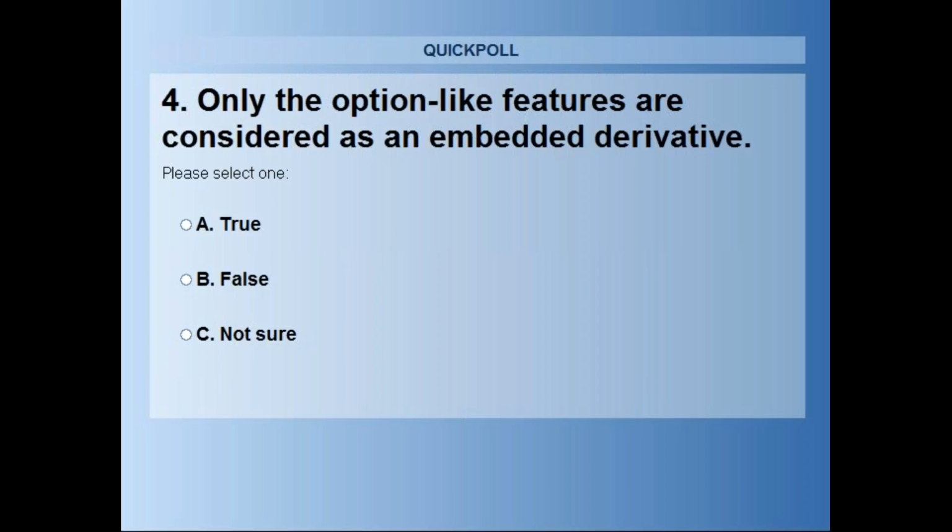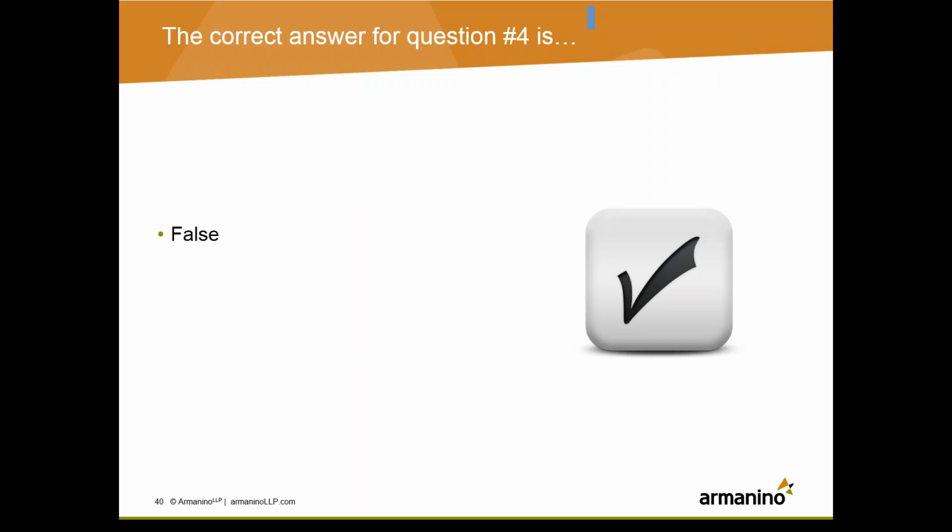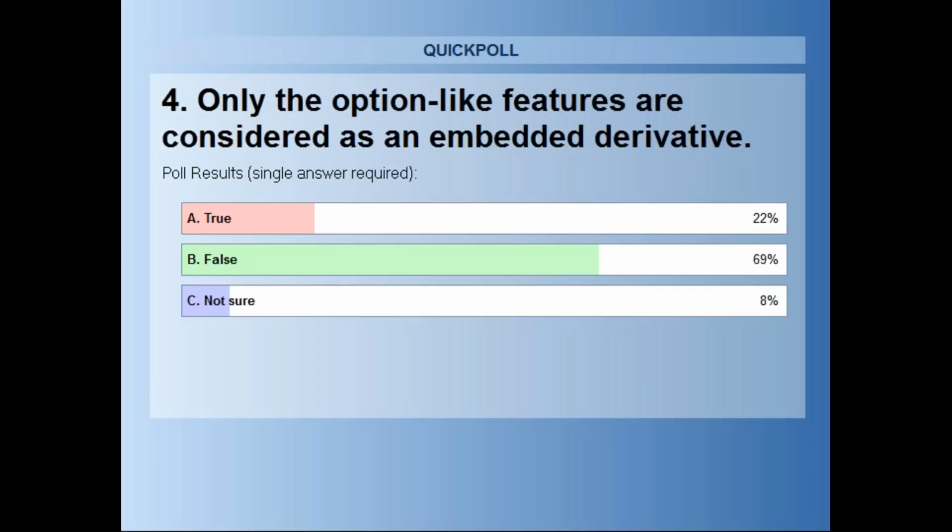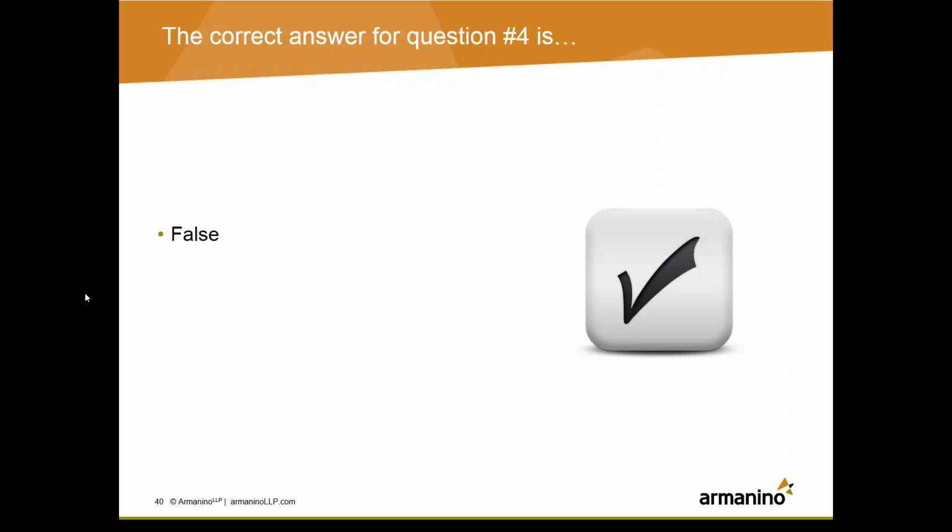Looks like the crowd's a little bit split on the answer to this one. So Hong, which group is correct? The correct answer is false. Most of you got it correct. I knew this was a little bit tricky because out of all the examples we have given, only one was not an option, but still considered a derivative.